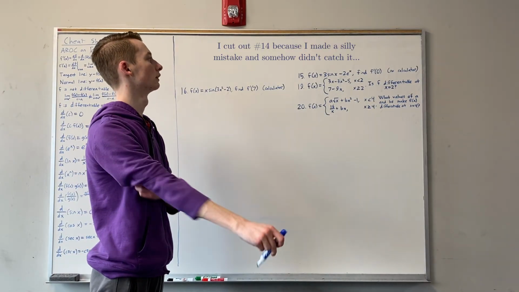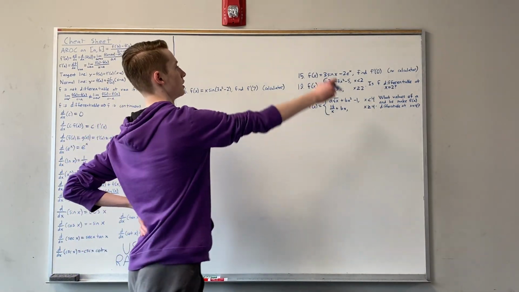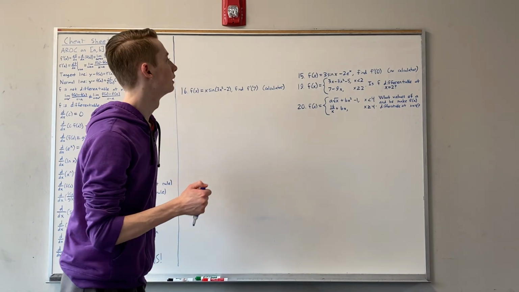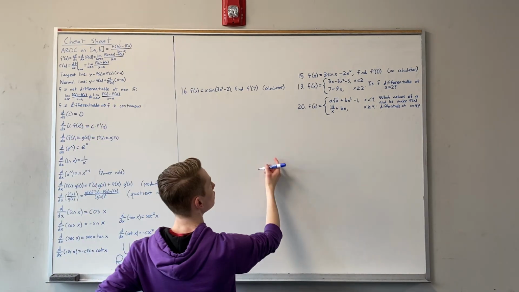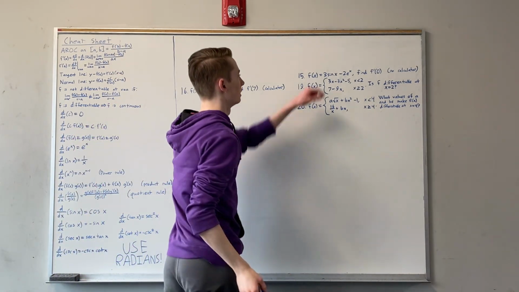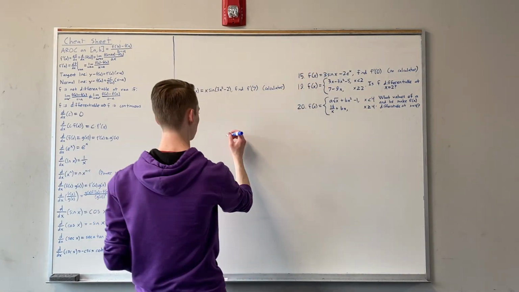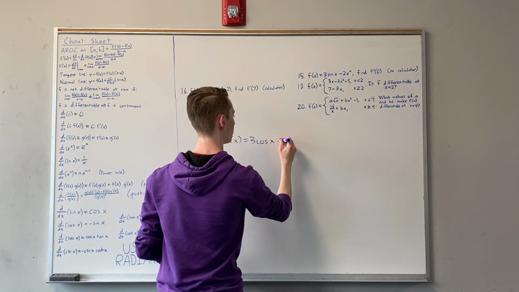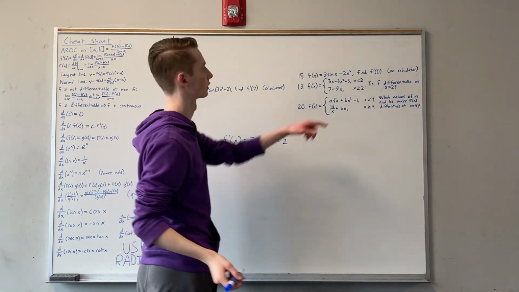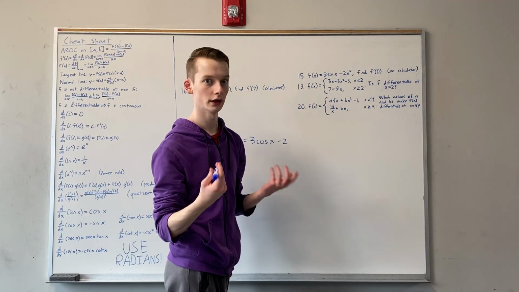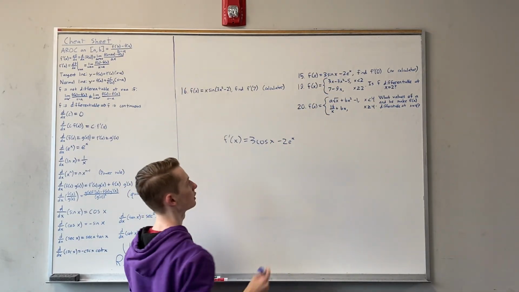Okay, 15. f prime of 0, where f of x is that. Obviously, we need f prime of x first, so we'll go term by term here. 3 can just stay. The derivative of sine of x is cosine of x. And then minus, and the 2 can just stay. The derivative of e to the x is just e to the x. Alright, there's my f prime of x.